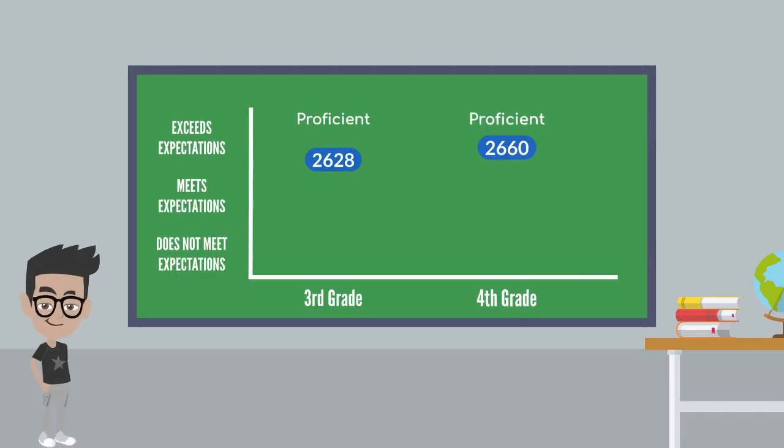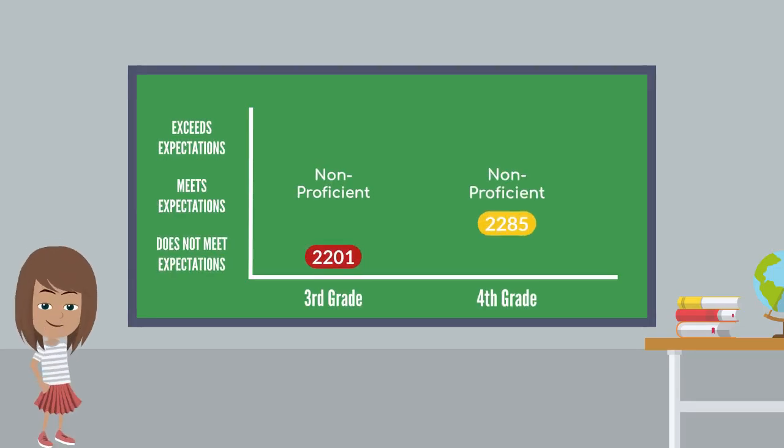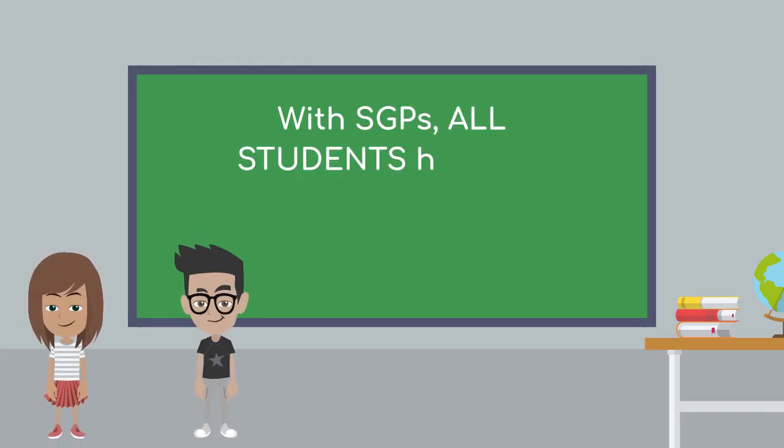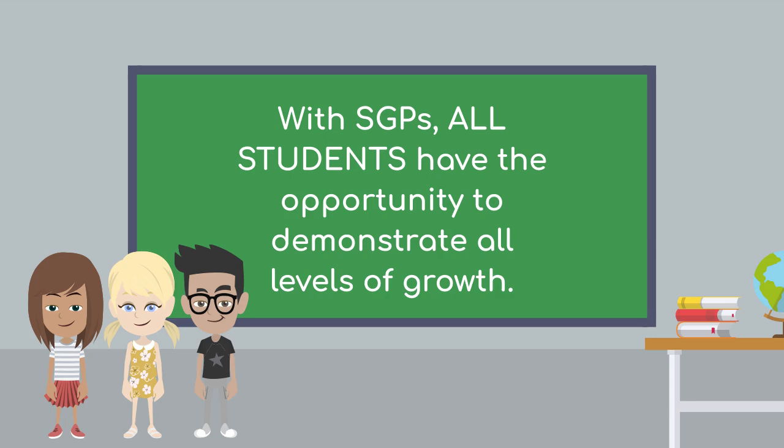Carlos scored high on the state test but showed low growth. Even though he is still a high-achieving student, he will need to be academically challenged to keep up with his high-performing peers. Bella didn't pass her state test this year, but showed high growth compared to her peers. If she continues on this high growth trajectory, she is on the path to potential proficiency in the future. With SGPs, all students have the opportunity to demonstrate all levels of growth. That's the best part about SGP. No matter how a student walks into the classroom, they and their teacher have the opportunity to show their response to instruction and whether they are on track to meet or exceed grade level expectations in the future.